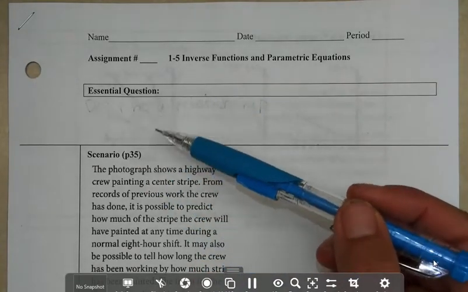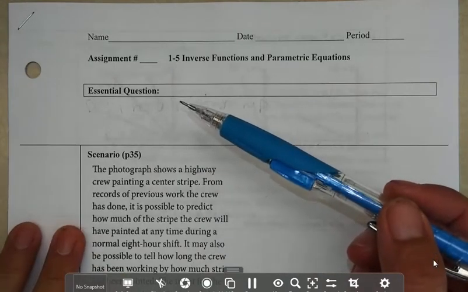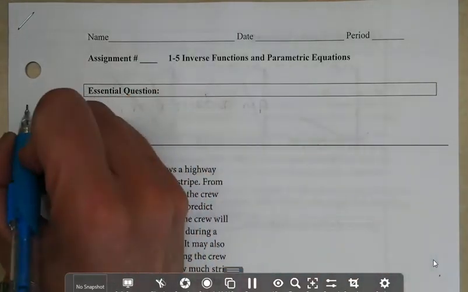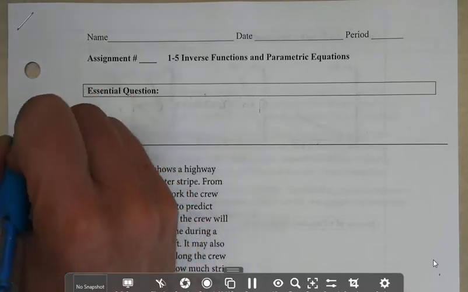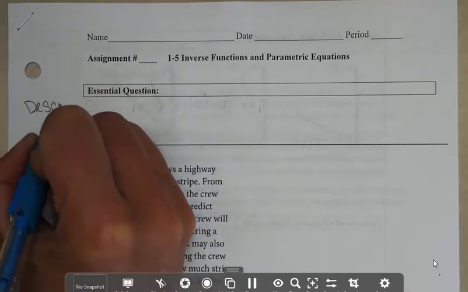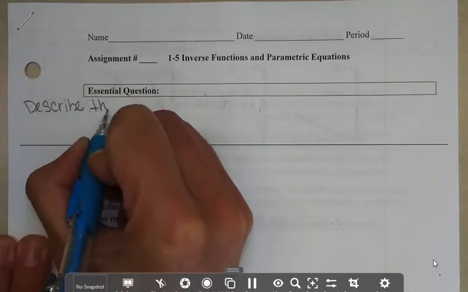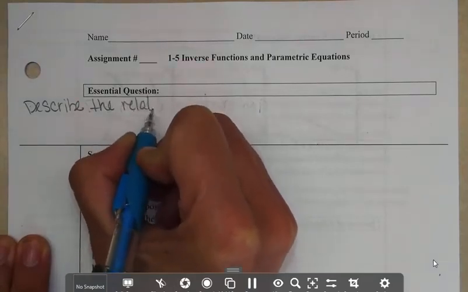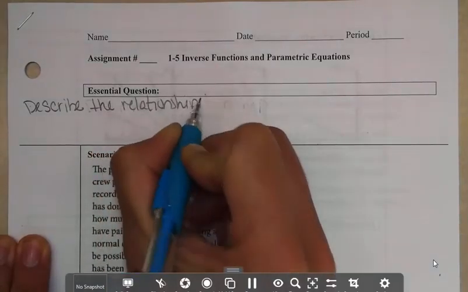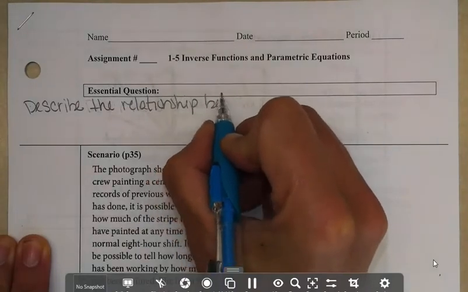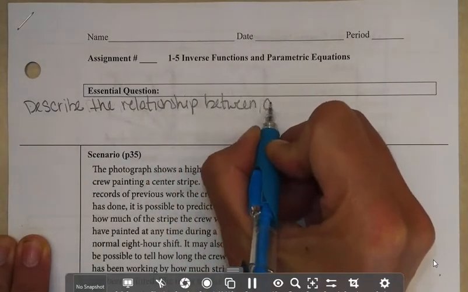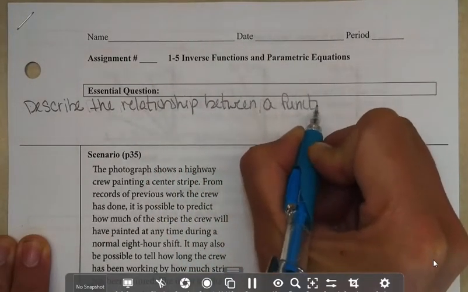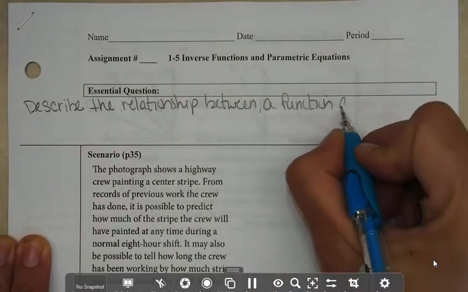So eventually you're going to have two essential questions, but today I'm just going to give you the essential question for inverse functions. So you're going to want to leave room. Describe the relationship between a function and its inverse.